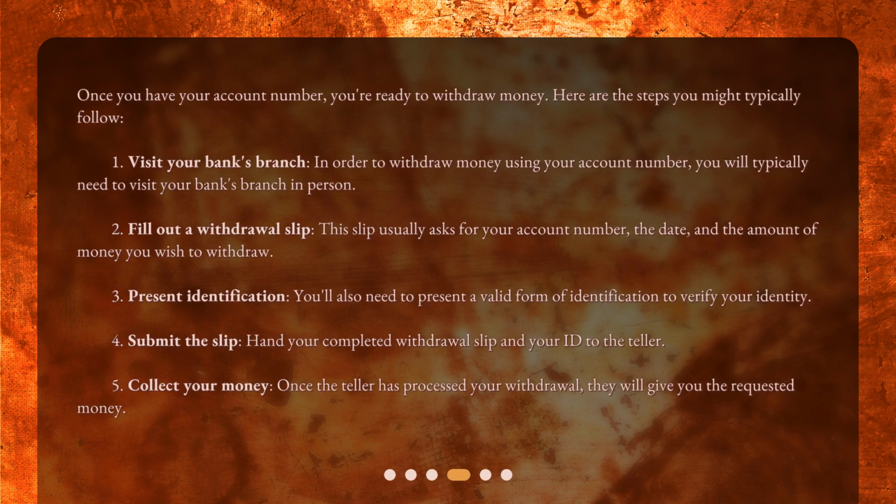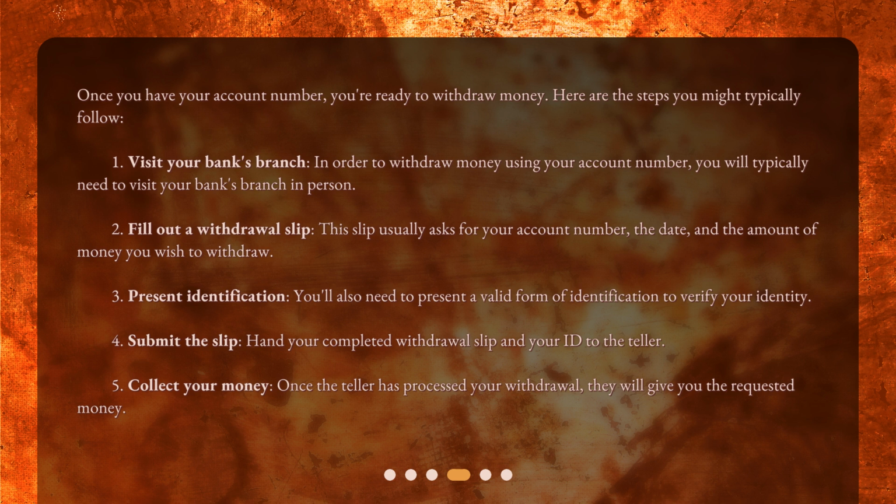How to withdraw money using your account number? Once you have your account number, you're ready to withdraw money. Here are the steps you might typically follow. 1. Visit your bank's branch. In order to withdraw money using your account number, you will typically need to visit your bank's branch in person.